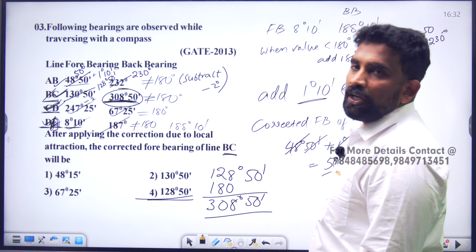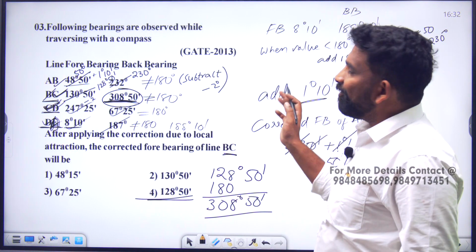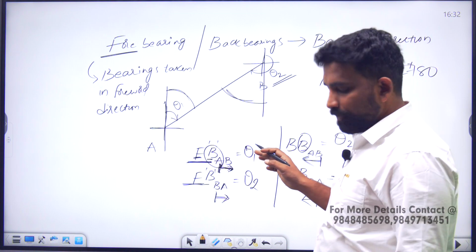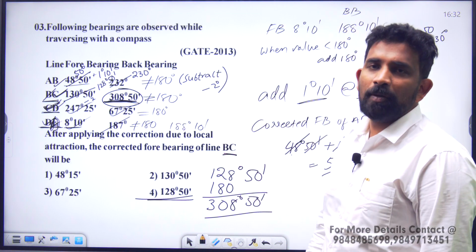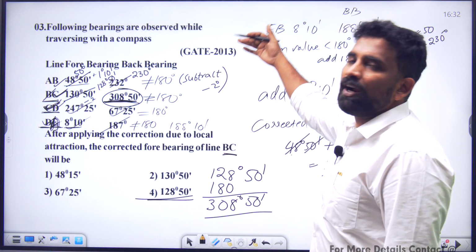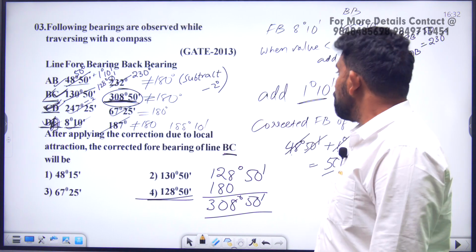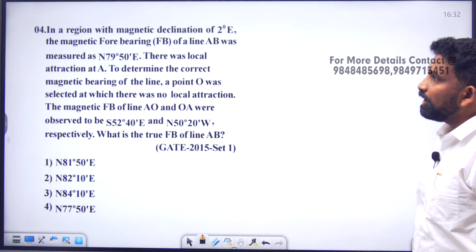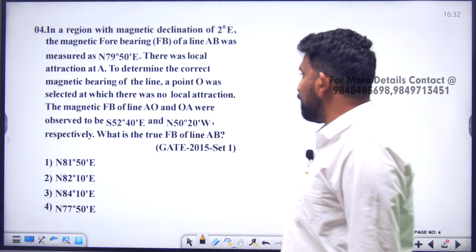Okay, so without doing much calculation, we will be able to solve this kind of question also, but if I solve in that manner, you people won't be able to understand. So that's why I have elongated it to some extent. Okay, so now this is how we are going to solve this kind of question. Now let us see the next question, which came in GATE 2015.